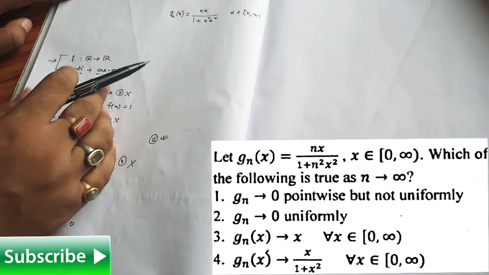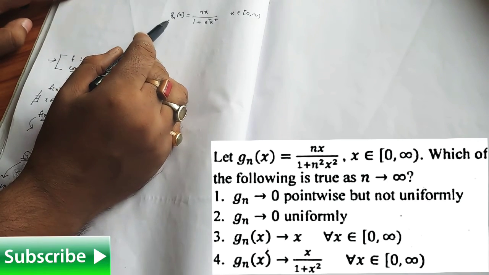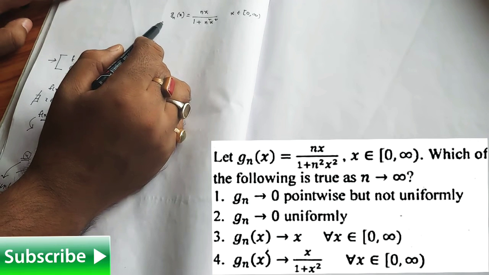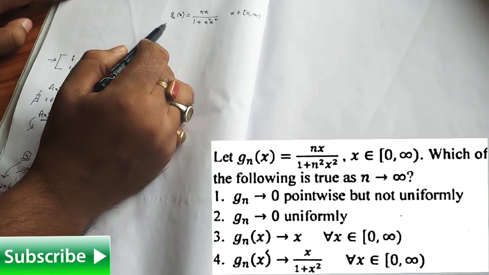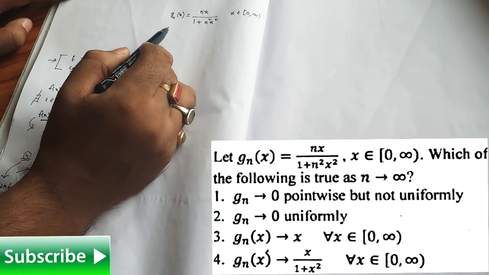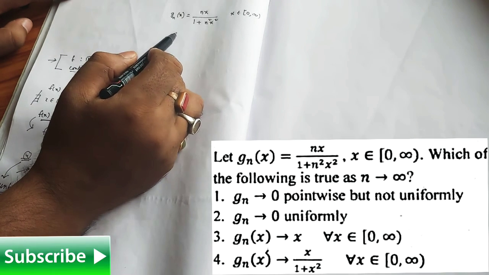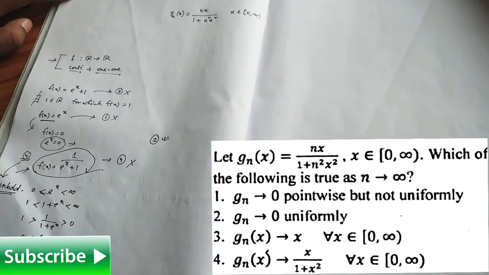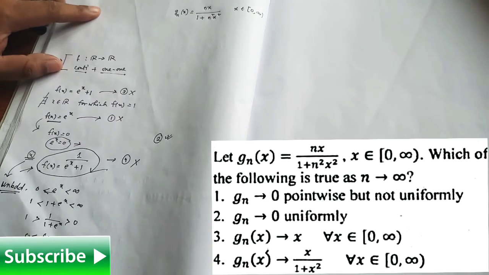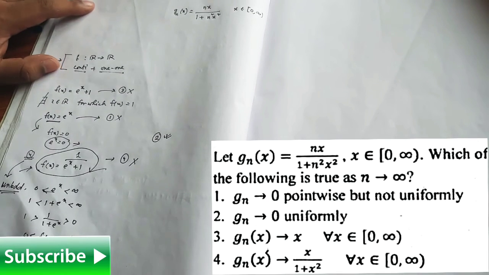To solve this kind of problem, you should go in a very formal way. First of all, you will find its pointwise convergence limit, then by the proper rule or proper approach you will check whether the sequence of functions is uniformly convergent or not.